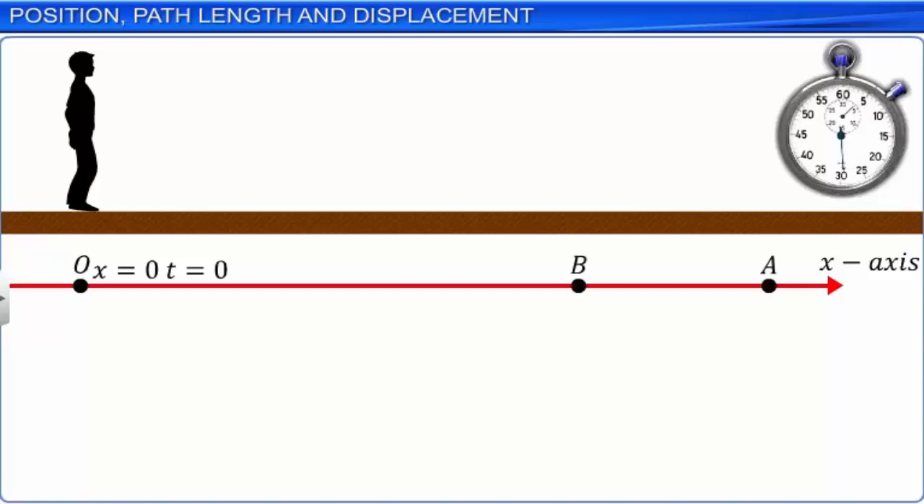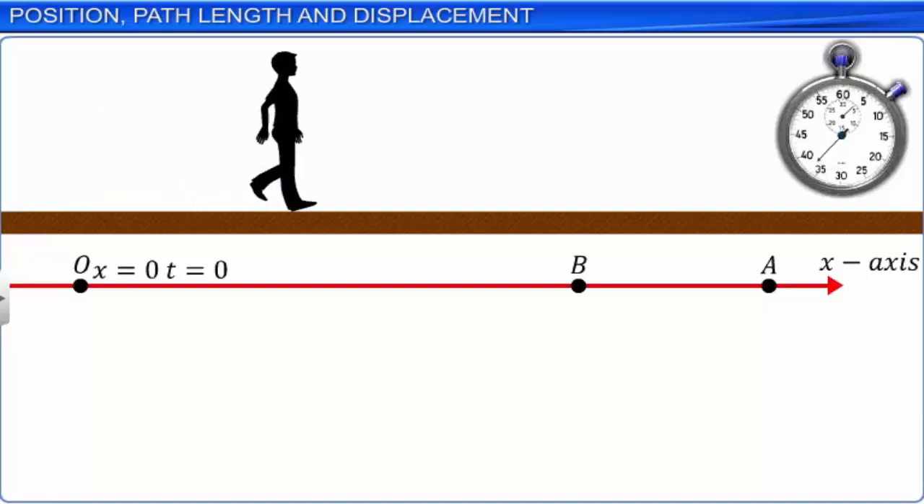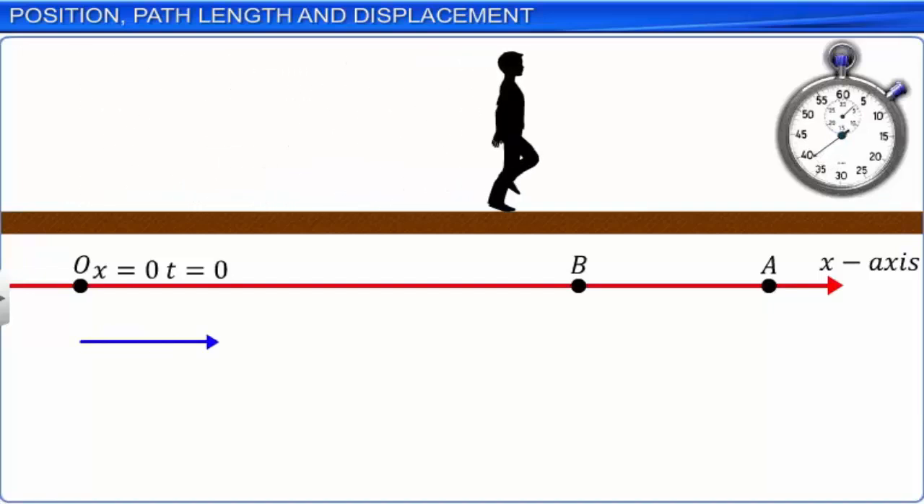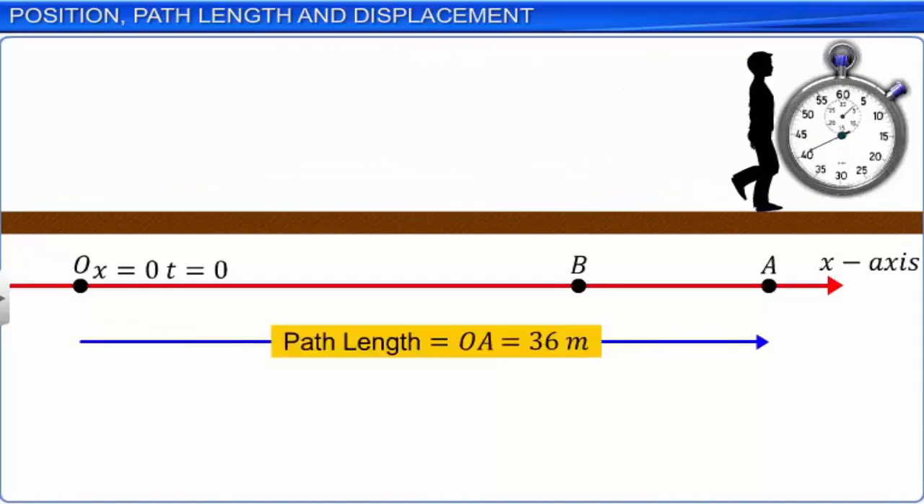In the first instance, the man moves from O to A. The distance moved by him is OA, which is 36 meters. This distance is the path length traversed by the man.